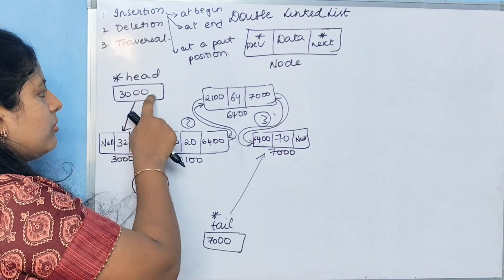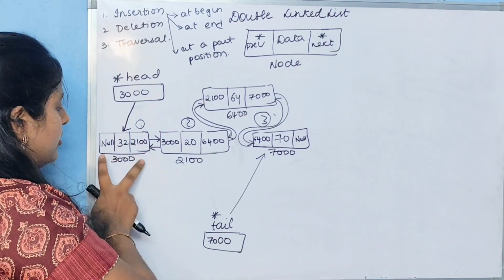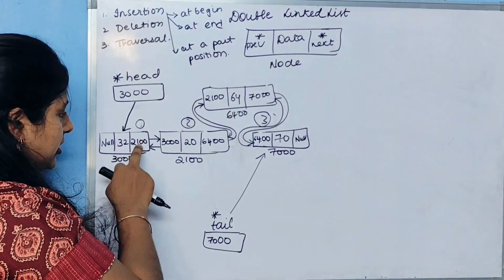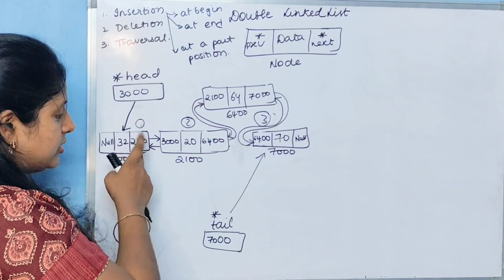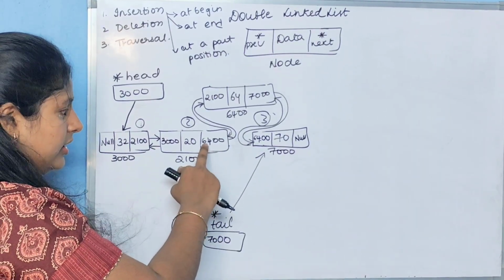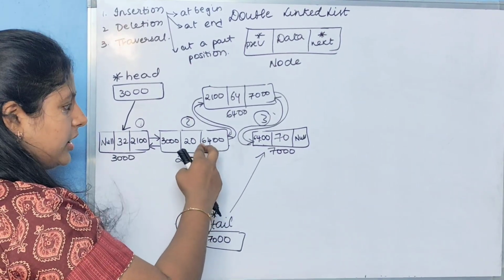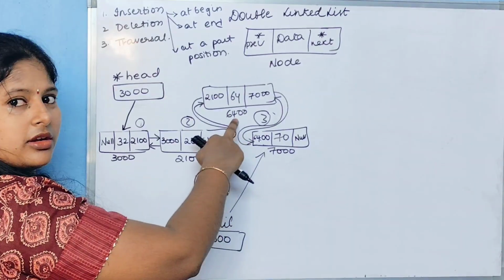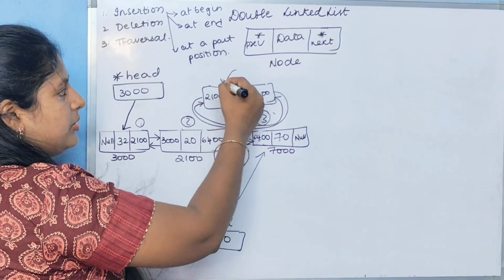So if I asked you what is the third node and see it from the head position, what is there in the head? 3000. What is the next address of 3000? 2100. So where is 2100? Over here. So what is the next address of 2100? It's 6400. Okay, 6400 is over here, right? So this is the third element.